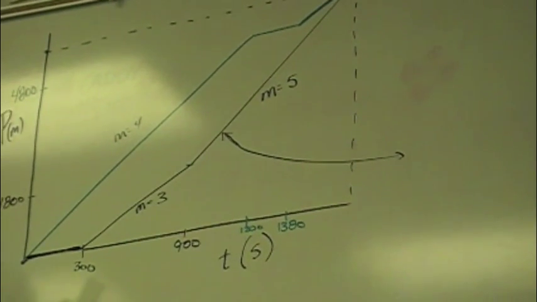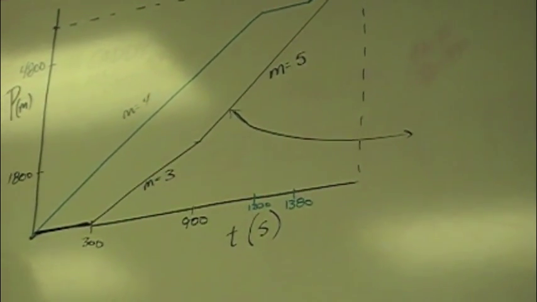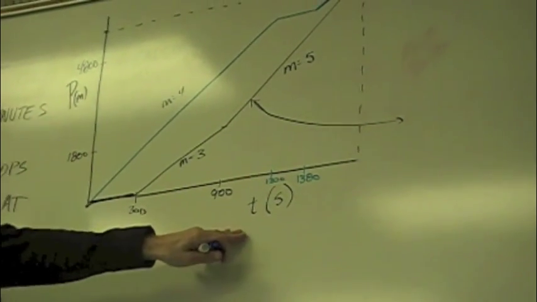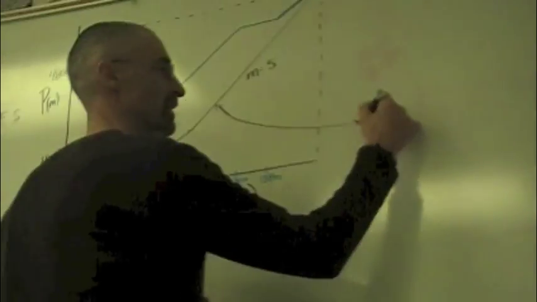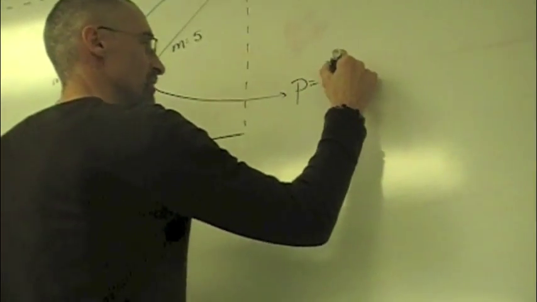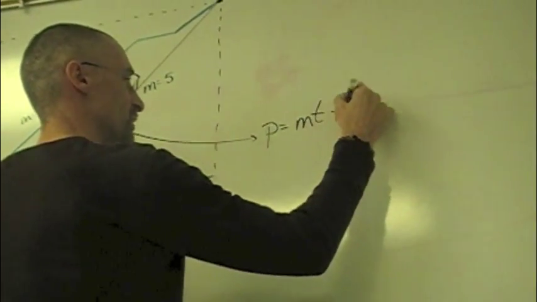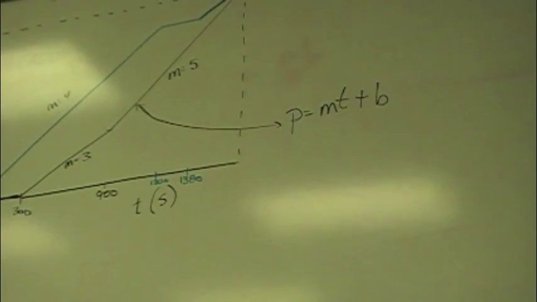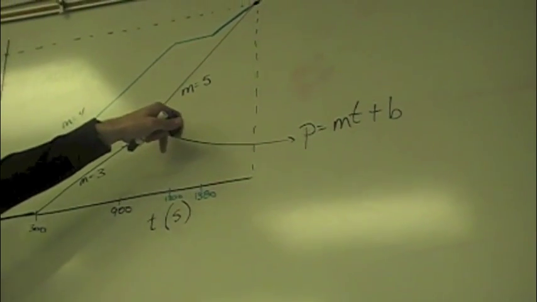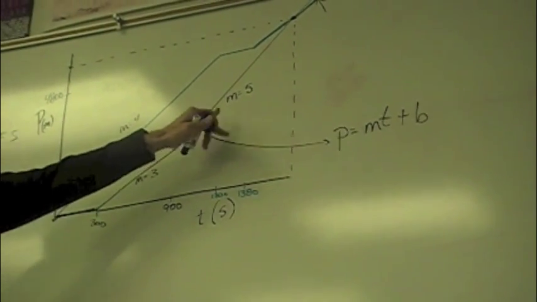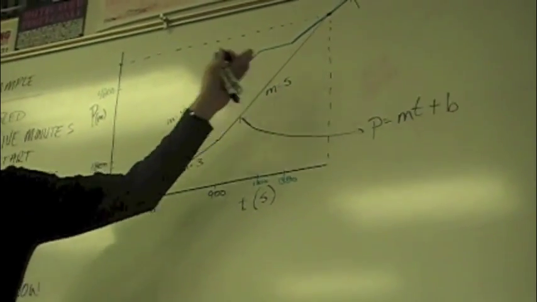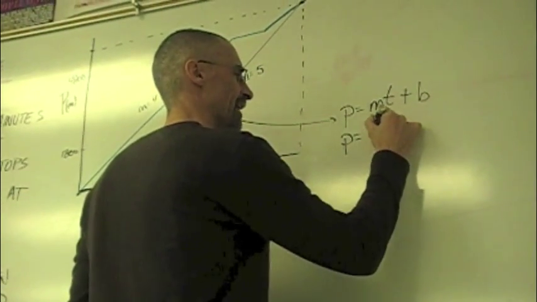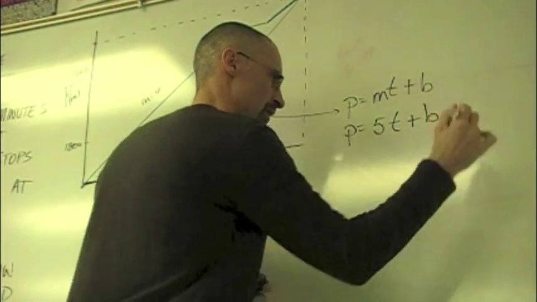Y equals mx plus b, but we're not dealing with y, we're dealing with p, and we're not dealing with x, we're dealing with t. So could I say something like this? P equals mt plus b. Are we all good there? Okay. Now, we all know that the slope of that line is what? The speed, or the velocity, and it's 5 meters per second. So could I rewrite it like this? P equals 5 times t plus b. Pretty cool?